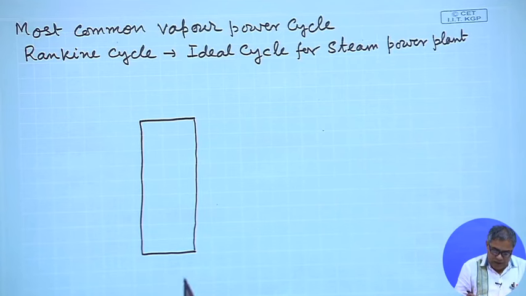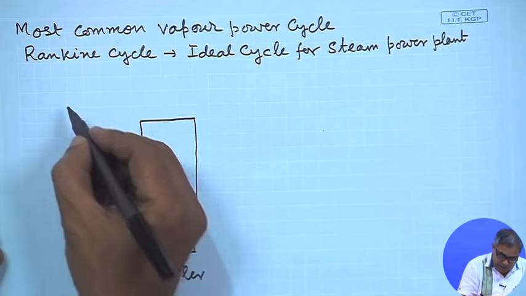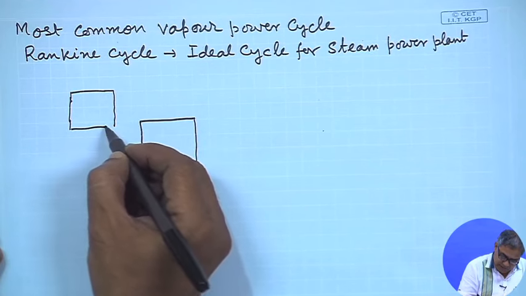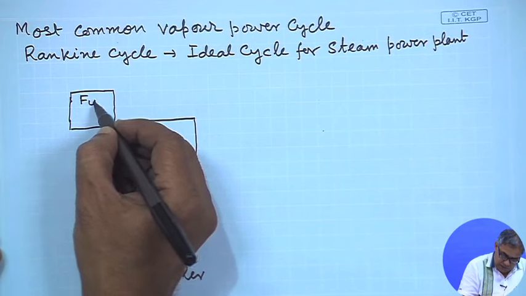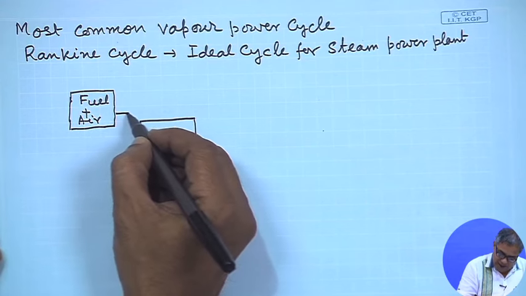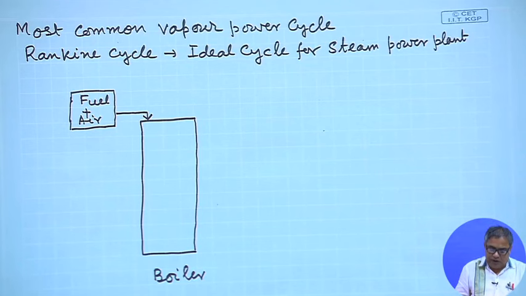So, a steam power plant will have a boiler. This is what I have drawn, this is the boiler, and the boiler will have thermal energy due to combustion of fuel plus air. So, hot gas and of course radiation heat is responsible for supplying the thermal energy. From there we get the supply of thermal energy.